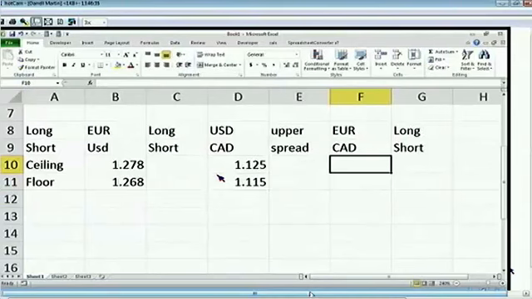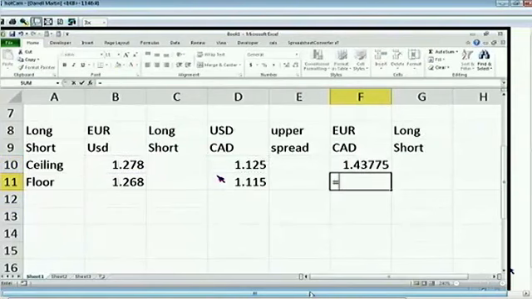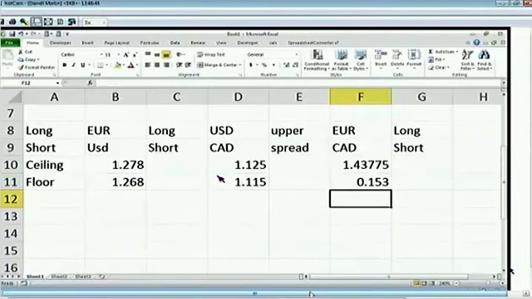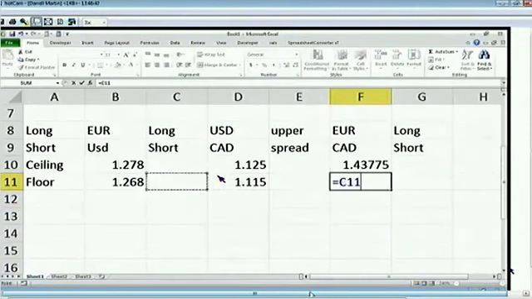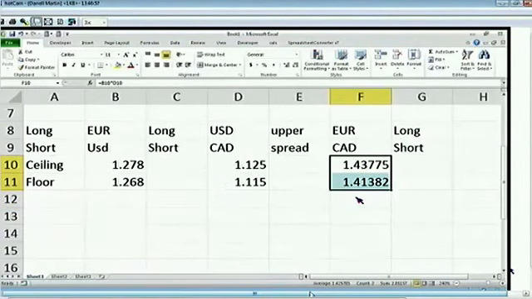So, the upper spread is literally that number times that number and that number times that number. Yeah, that's not right. Got a minus in there. Times helps. There we go. Okay? So we basically got a 1.4377 to 1.4138. That is our spread that we just made.